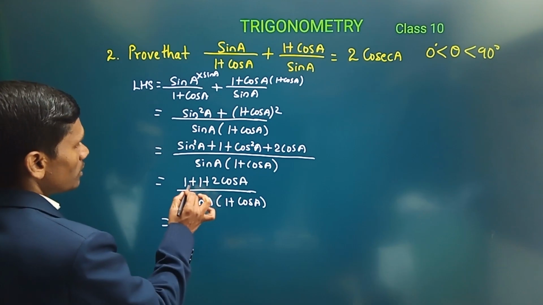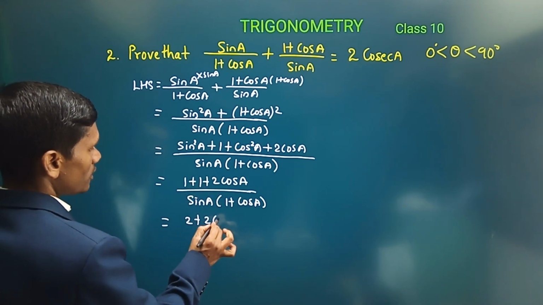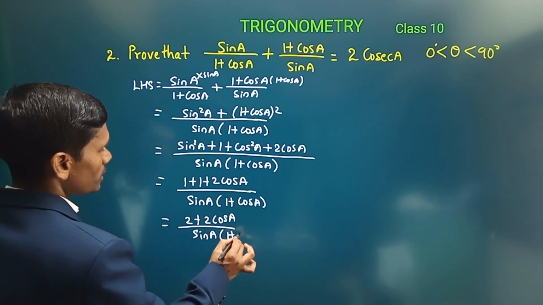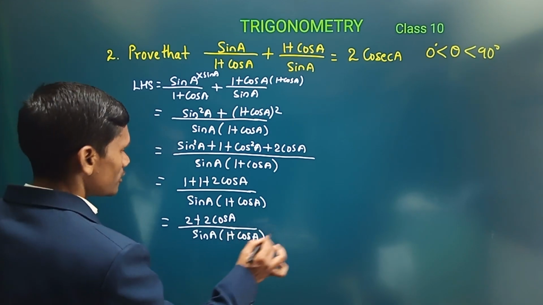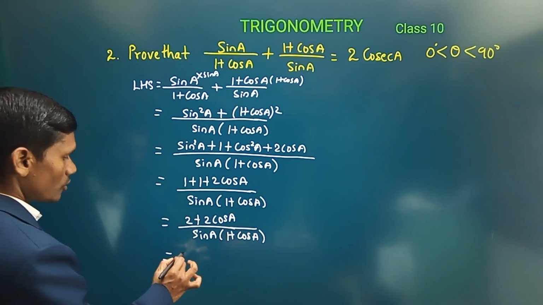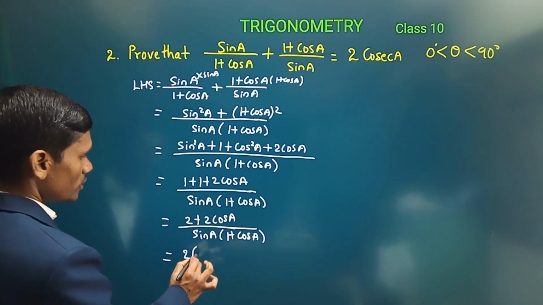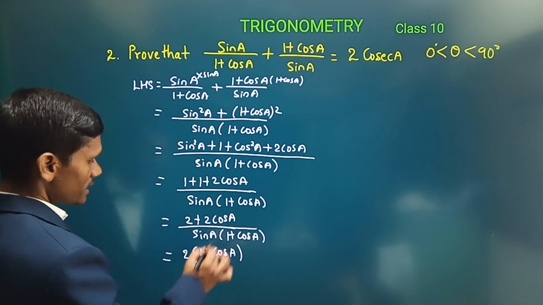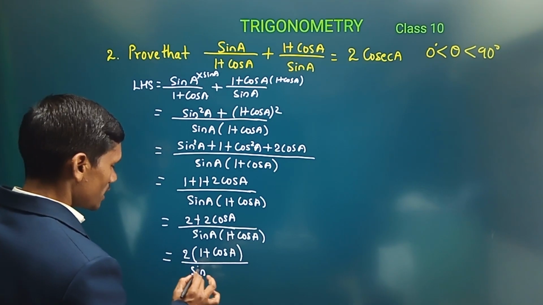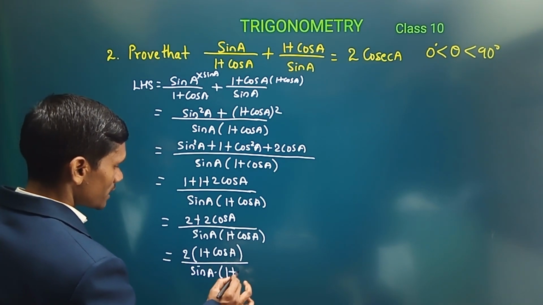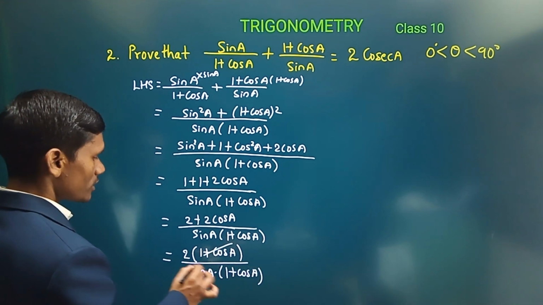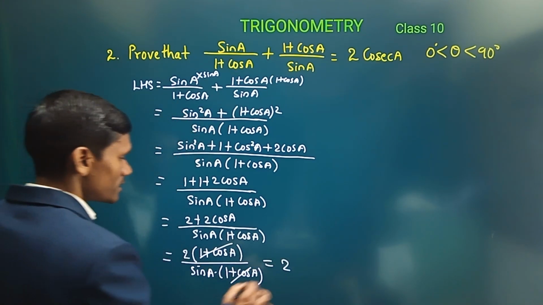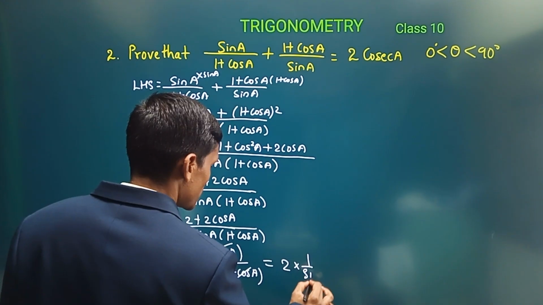Now what can be done here? 1 plus 1 means 2, so 2 plus 2 cos A, divided by sin A into (1 plus cos A). We can reduce the steps, but still I am writing in expanded form. Anyway, take 2 common outside: 2 into (1 plus cos A). What remains inside is 1 plus cos A. The denominator is sin A into (1 plus cos A). Now (1 plus cos A) and (1 plus cos A) get cancelled. So what remains here is 2 into 1 upon sin A.